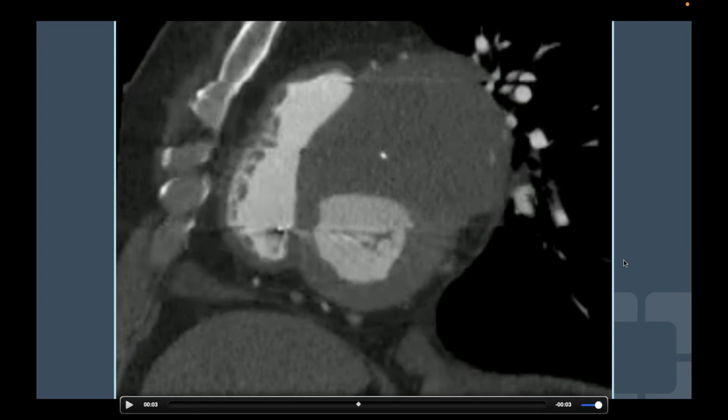Awesome. While we're participating, thank you guys. So the other thing is this will be extremely bright on your late enhancement sequences, and it will be somewhat encapsulated within the myocardium. Does that help you? Does that give you any ideas of what else this could be?